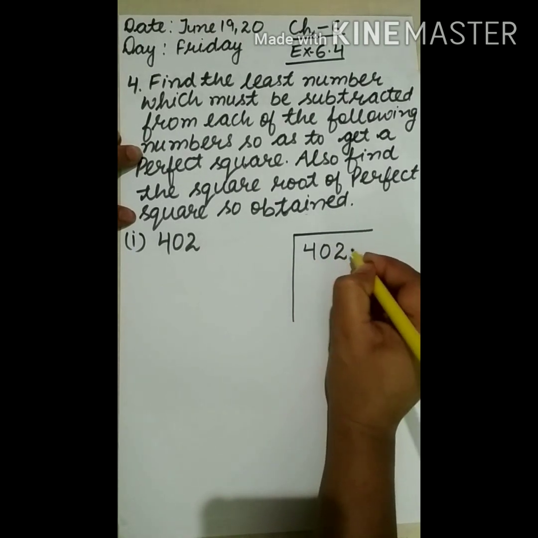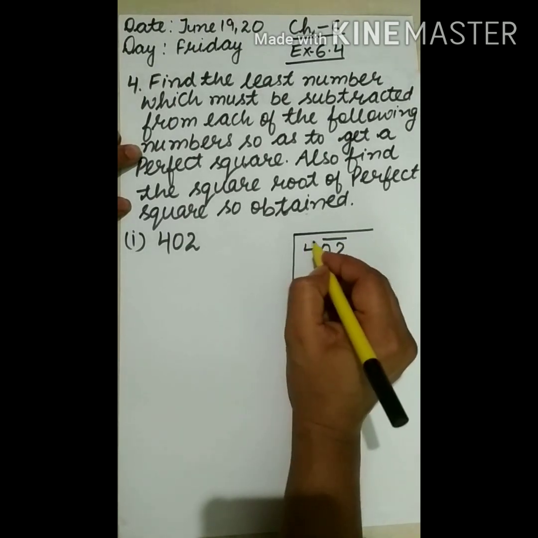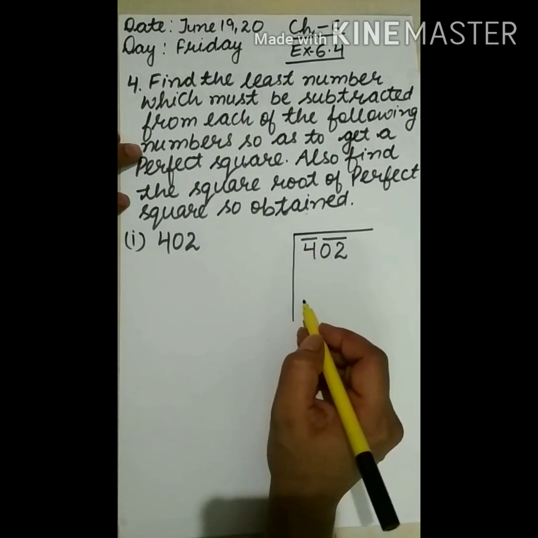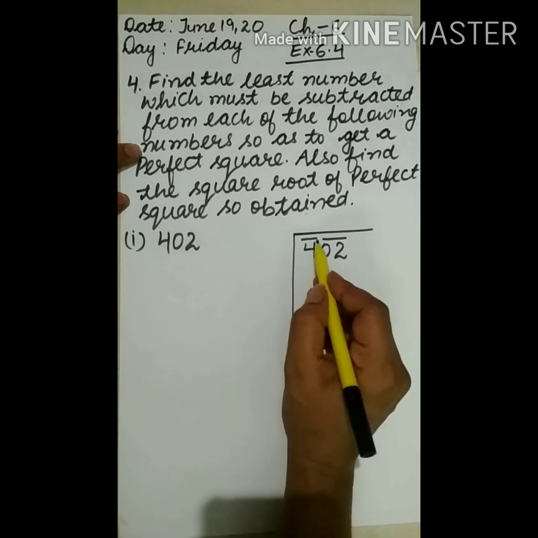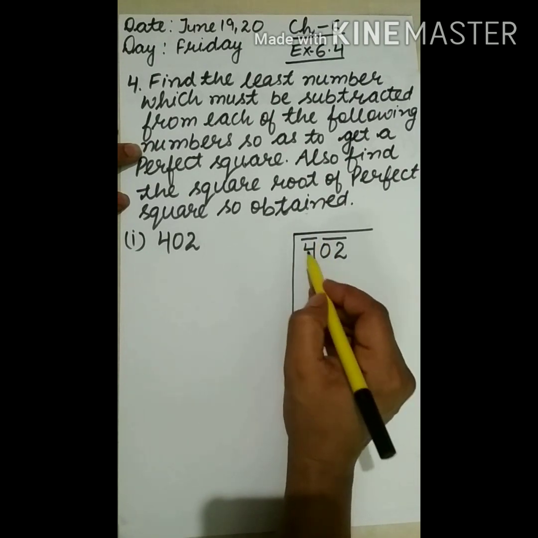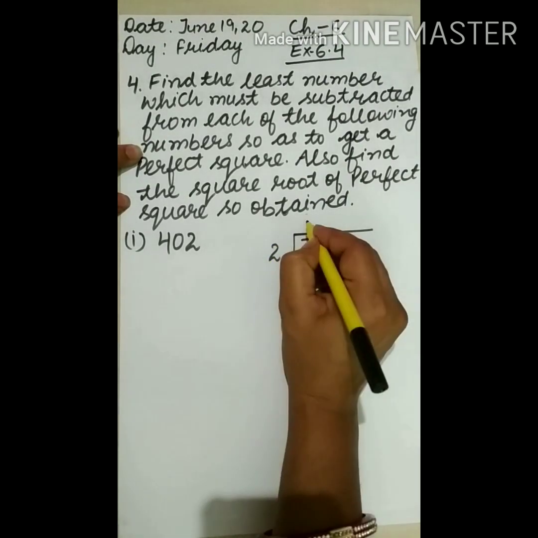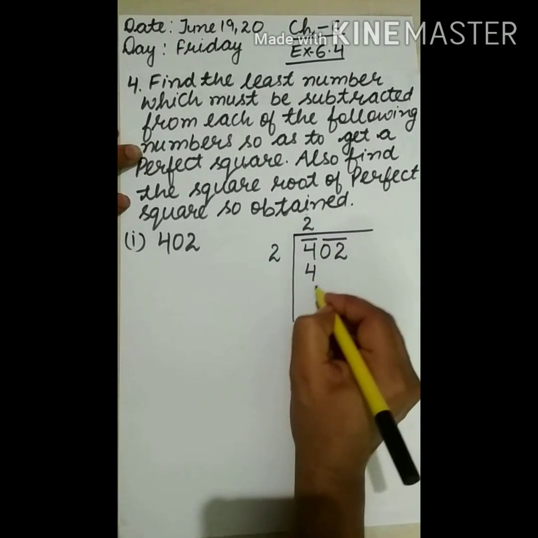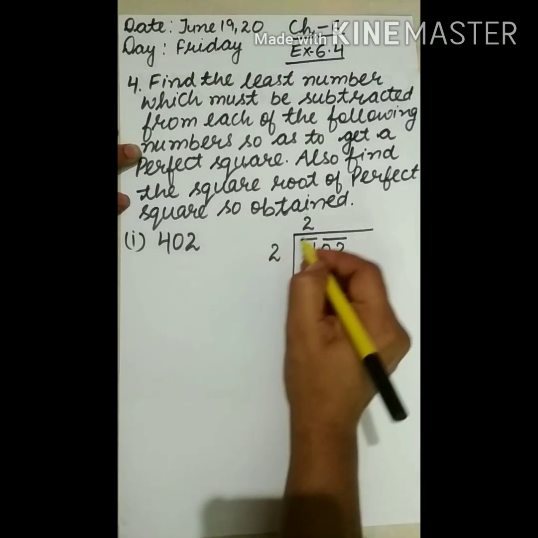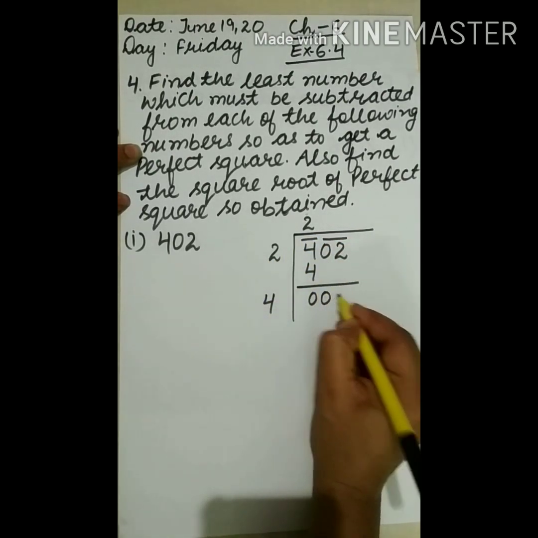In this method, firstly we make the pairs from the right side as we did in the previous questions. This is the pair. This first digit is the single digit. So students, you can see the first digit is 4, and 4 is a perfect square number. 4 is actually the square of 2. So 2 2's are 4. 4 minus 4 is simply 0. Now this 2 plus 2 is 4 here. Now I'll carry this 2.